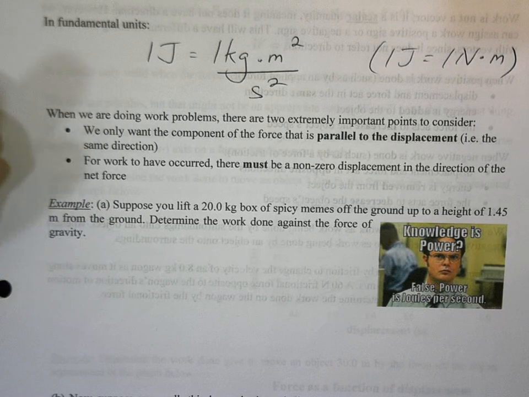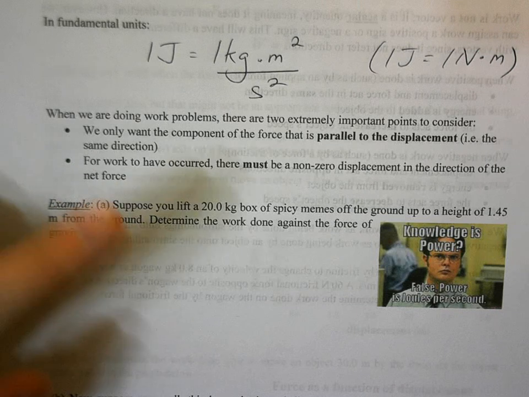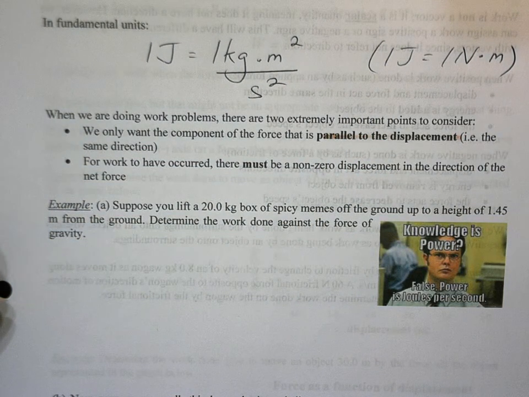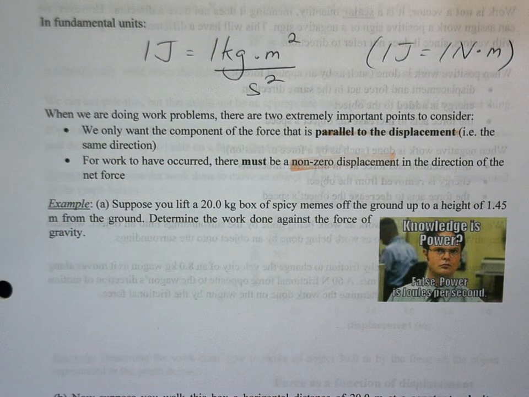And let me remind you, for our equation for work, we have 2 important points that we want to consider. First of all, we only want the component of the force that is parallel to the displacement, or anti-parallel. We want some component that's in kind of the same plane. And in Science 10, that was always the case. And for work to occur, there has to be a non-zero displacement. So if you're applying a force on something, that object has to move. If it doesn't move, you're not actually doing work on the object.